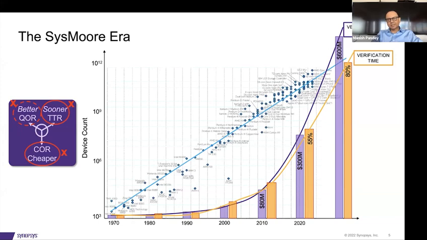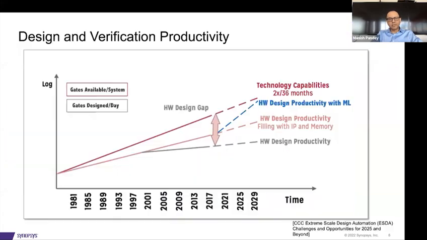So this is a staggering cost that we have to pay. So definitely not cheaper, definitely not sooner. And I think also, if we assume that the number of bugs per million devices stays constant, then definitely not better QoR. Okay, so that's the kind of era that we are heading towards.